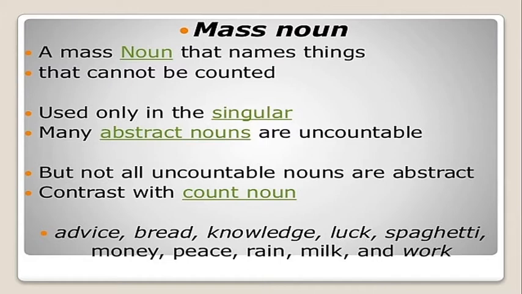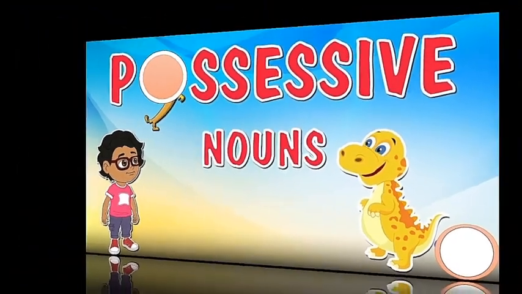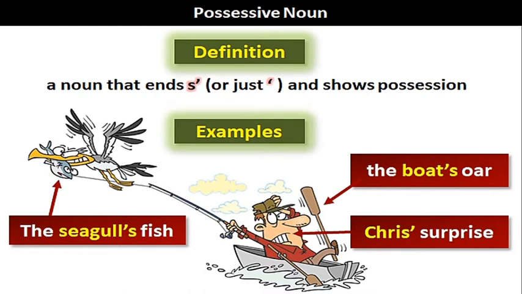You see, not all uncountable nouns are abstract. So that means some uncountable nouns are mass nouns, but they are not abstract nouns. Remember that mass nouns are different from count nouns. Count nouns are not mass nouns. So essentially, uncountable nouns and abstract nouns and material nouns are mass nouns. All right? Okay, let's move on. Look at possessive nouns. A possessive noun shows possession. Example, the boats are Chrissy's surprise. So essentially, a possessive noun ends with an apostrophe and s, or just an apostrophe alone.